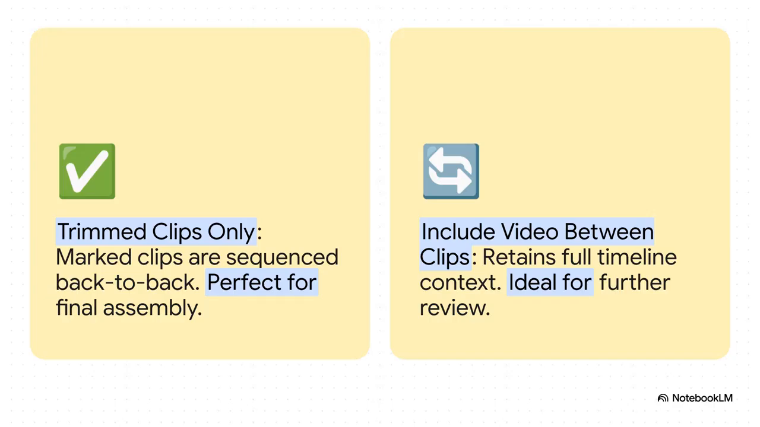You also get 2 really powerful options for how you export. You can choose trimmed clips only, which puts all your selects right next to each other, creating an instant rough cut that's ready to be polished. Or you can choose to include video between clips to keep all the original spacing. This is perfect if you want to see your choices in context, or maybe bring it back into MarkerFlow for another look.